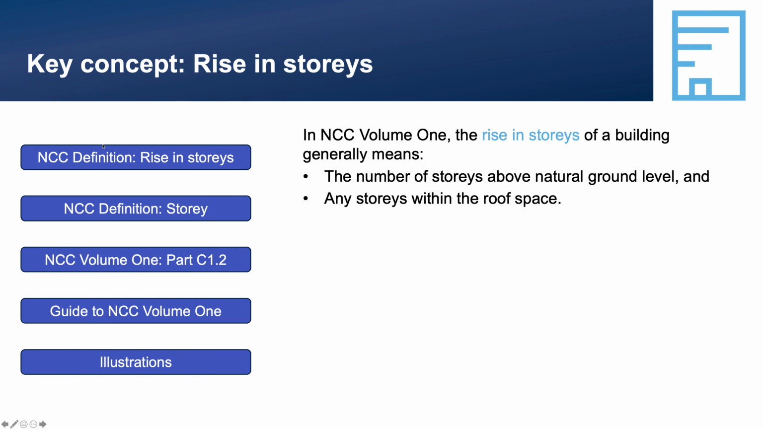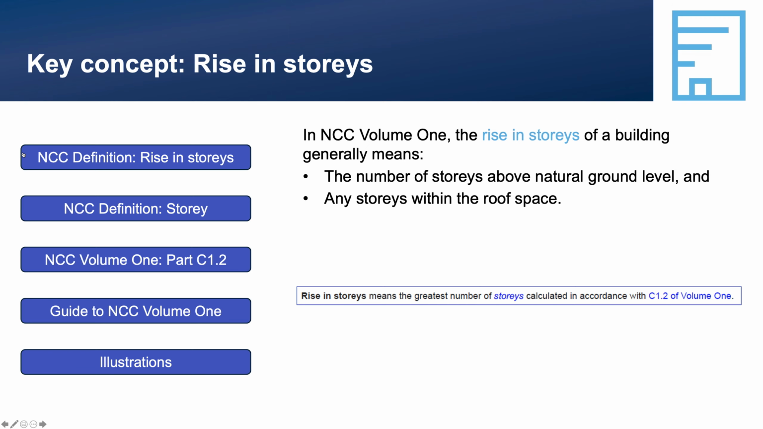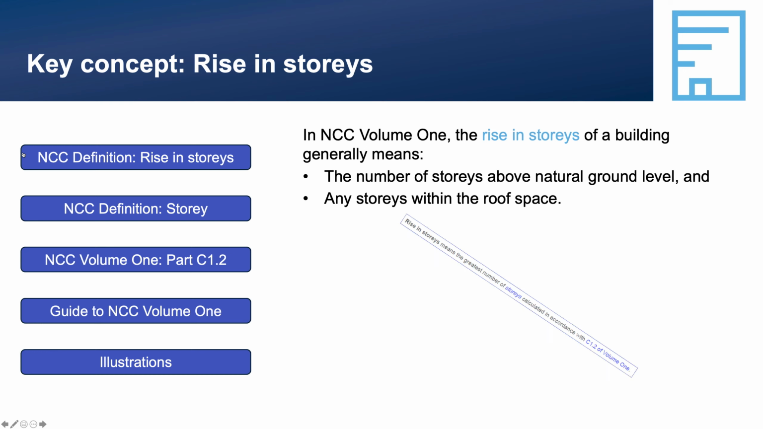Let's look at 4 key concepts that need to be understood in order to interpret Volume 1 correctly. The first key concept is rising stories. In NCC Volume 1, the rising stories of a building generally means the number of stories above natural ground level and any stories in the roof space. The rising stories is calculated in accordance with C1.2 of Volume 1.